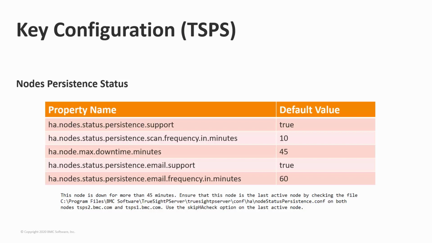The scan frequency in minutes property is how often the node-status-persistence.conf file is updated. The max downtime minutes property is the last active node startup time check in minutes. For example, if the node has been down for more than 45 minutes, then when it is started, you'll see the message at the bottom of the slide. The email support property is to send an email when the standby node is down, and the email frequency property is how often that email is sent.